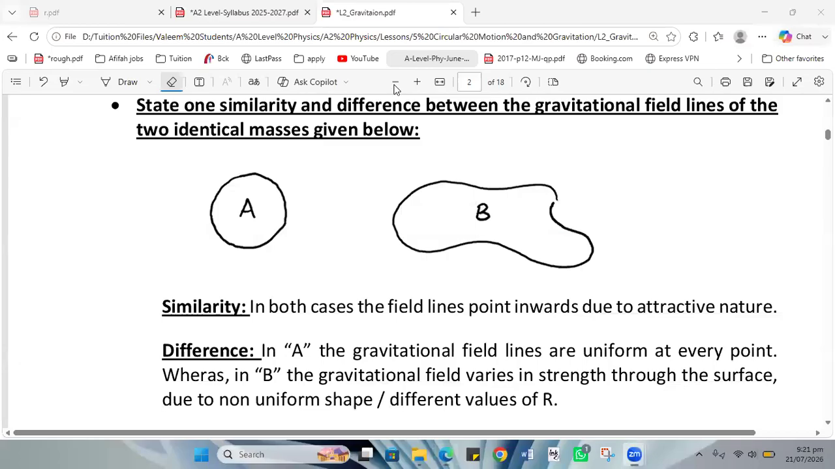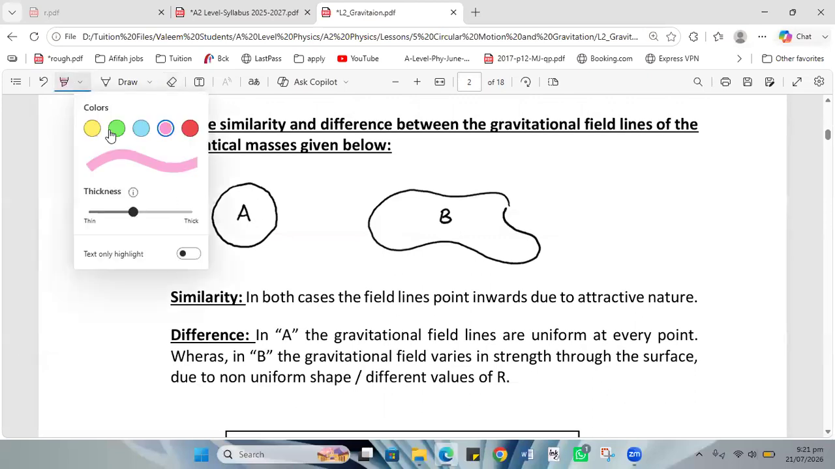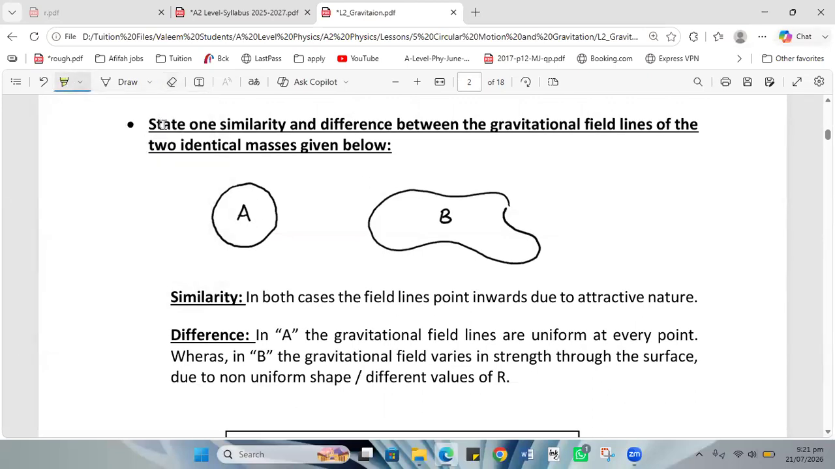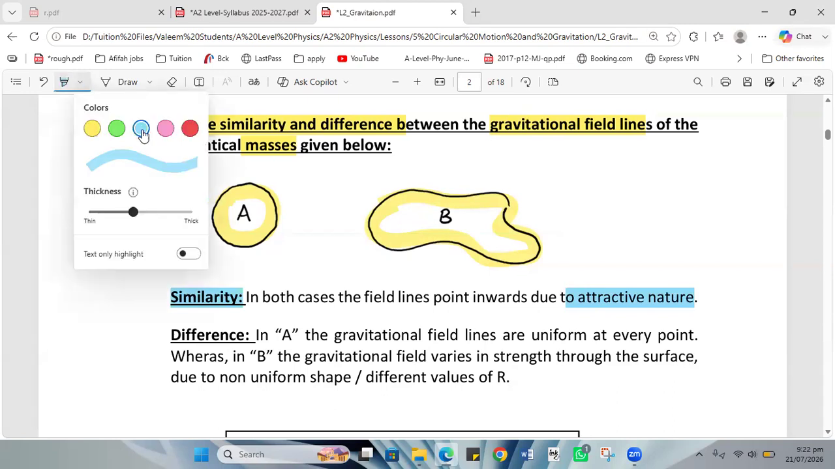Now, this is an example question which came in one of the past papers. State one similarity and one difference between the gravitational field lines of these two identical masses. The masses are identical, but notice their shapes are different. This is a perfect sphere, object A, and this one is a non-uniform shaped object. Similarity: in both of them, the field lines are attractive, because remember, gravitational field is always attractive. So this could be a similarity.